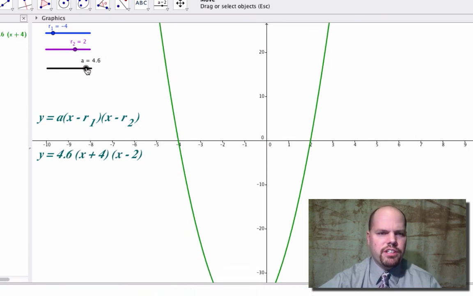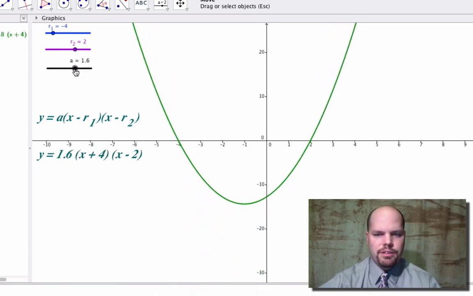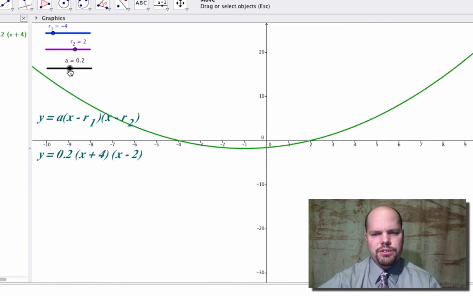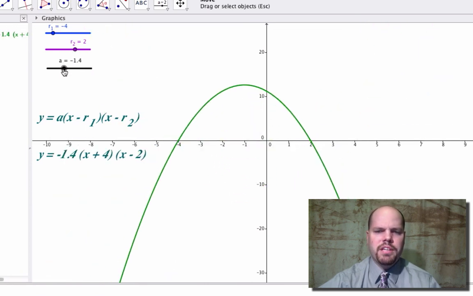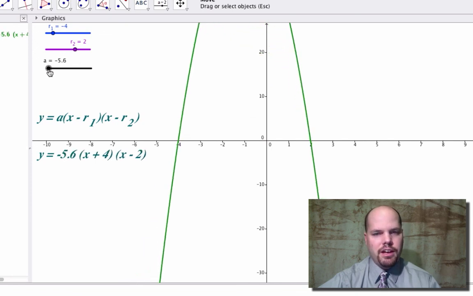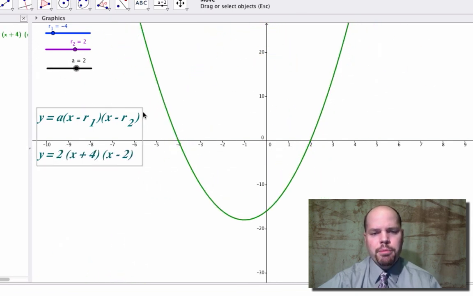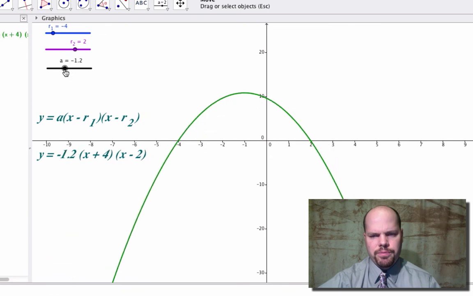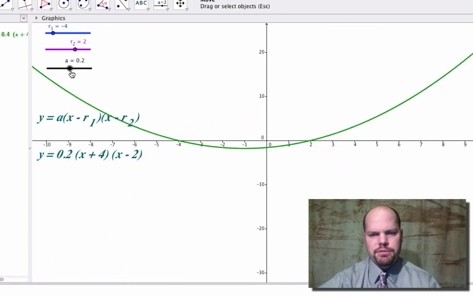Now, what happens if I change this to a negative? You should realize if I change it to a negative, it just makes the graph open down, and now we have a maximum point, and it would just get higher and higher. Okay, but notice what didn't change was the x-intercepts. So watch as I move this, the x-intercepts don't change. They stay at -4 and +2.